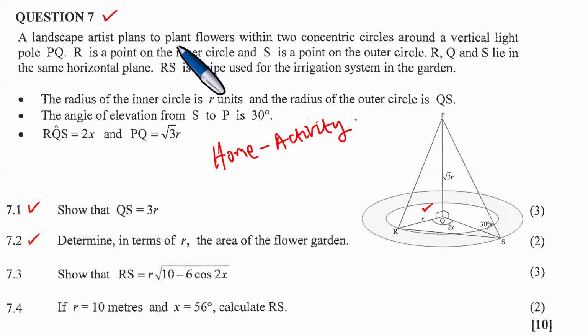Remember, the flower garden is where flowers will be planted within two concentric circles. 7.3: Show that RS is this expression with the square root. I did this question last year as a past exam question with students. Because the question has a square root, it suggests the cosine rule. 7.4: If RS is 10 meters and x is 56 degrees, calculate RS. They've given you R and x, and you need RS, just 2 marks to perform some substitution.